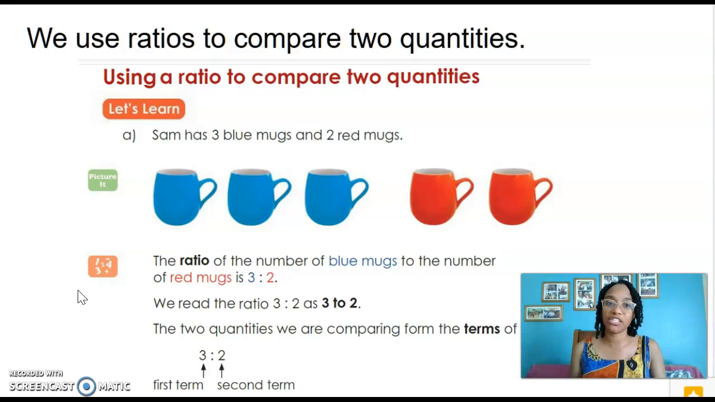Now we're going to use a ratio to compare two quantities. I want us to start with the quantity of blue mugs versus the quantity of red mugs that Sam has. He's got 3 blue mugs and 2 red mugs.